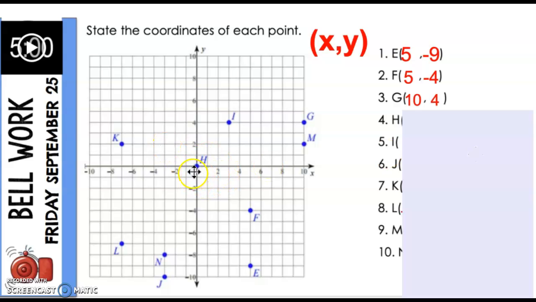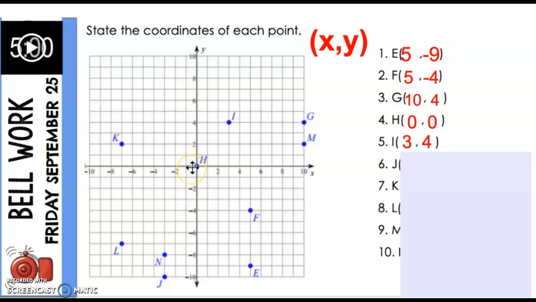Point H, look, is right there on the origin. We don't go left or right or up or down to get to point H. So the coordinates of the origin there are 0, 0. Point I, we go 3 to the right and up 4. So our coordinates are 3, 4.